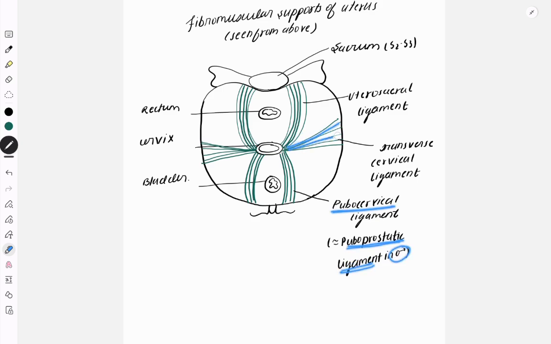So the first one was the transverse cervical ligament, which is also called the cardinal ligament or ligament of Mackenrodt, which will be discussed soon. The second one is the pubocervical ligament, which extends from the cervix to the posterior aspect of the pubic bone. This is the pubocervical ligament.